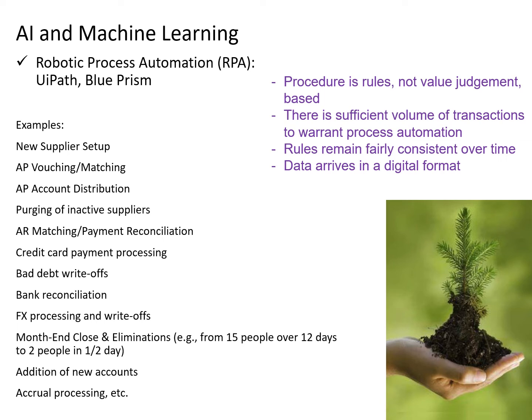AP stands for accounts payable systems. AR stands for your accounts receivable systems. Credit card processing, bank recs, month-end closing, adding new accounts. You have interacted already with AI and RPA every time you fill out a form on the internet.